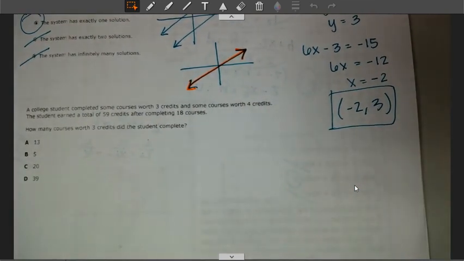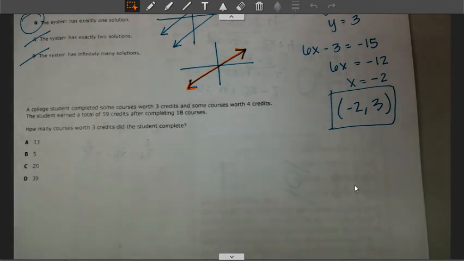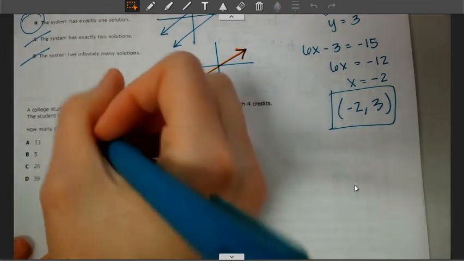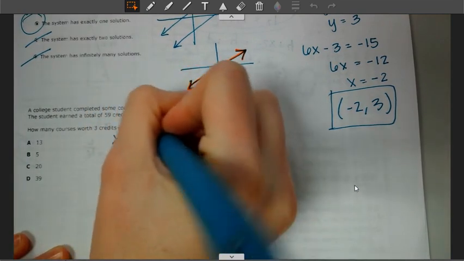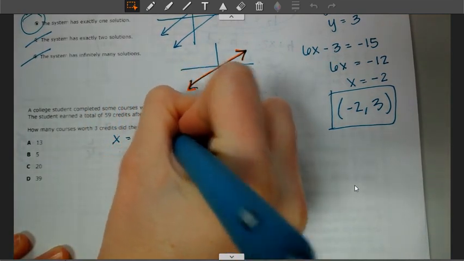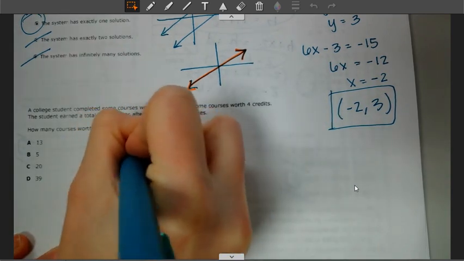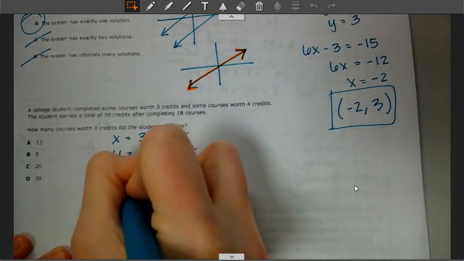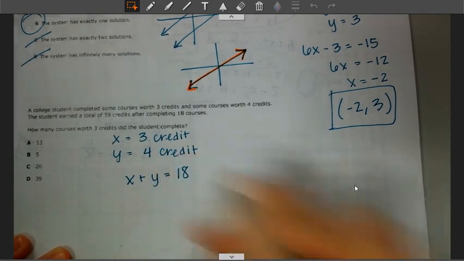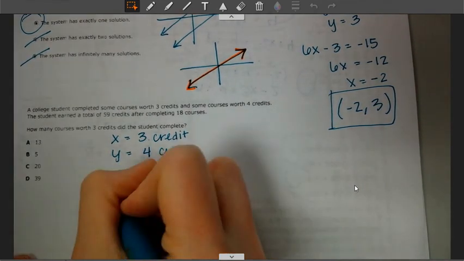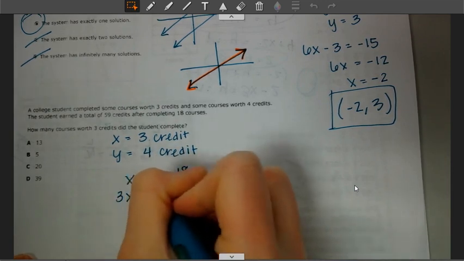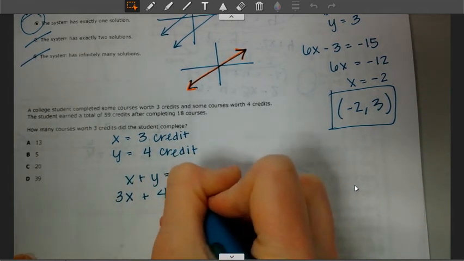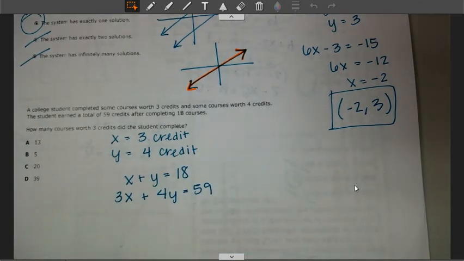Last one, a college student completed some courses worth 3 credits and some courses worth 4 credits. The student earned a total of 59 credits after completing 18 courses. How many courses worth 3 credits did the student complete? Okay, so we're going to say X is our 3 credit courses and Y is our 4 credit. Well, there's only 2 different types of courses, so X plus Y has to give me that total of 18 courses. And then we have 3 times X plus 4 times Y gets me my total number of credits, which is 59.